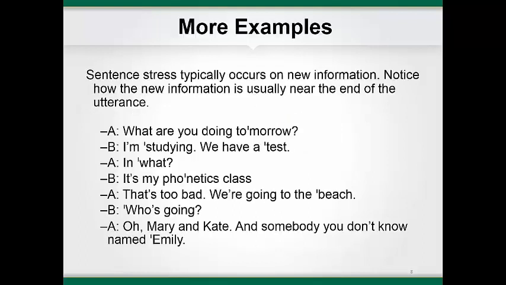It's usually pretty easy to figure out which is the stressed or most important word in a sentence. Often, the new and important information in a sentence is located near the end of the sentence or phrase. Pause the recording and read the conversation on the slide out loud, saying the indicated words with primary sentence stress. Then try saying other words in the sentences with primary stress and think about how it changes the meaning when you change the word that receives primary sentence stress. For example, "What are you doing tomorrow?" versus "What are you doing tomorrow?"